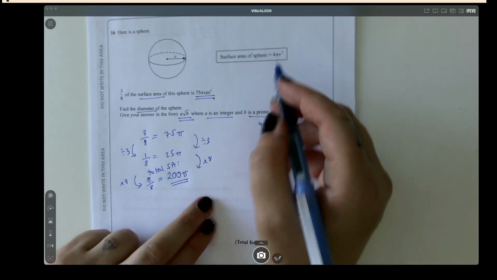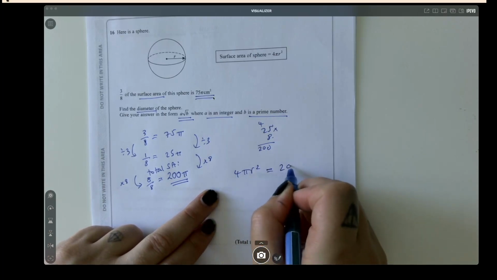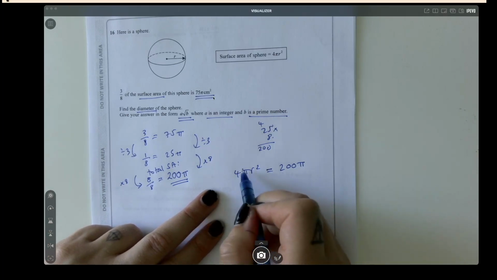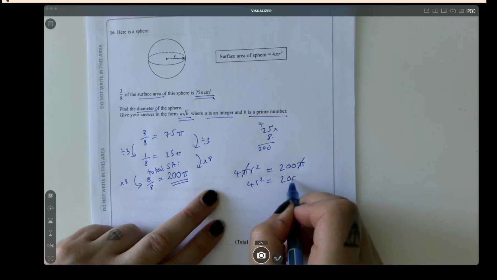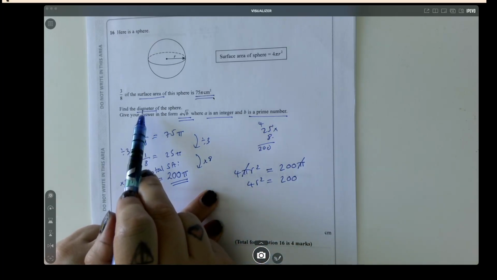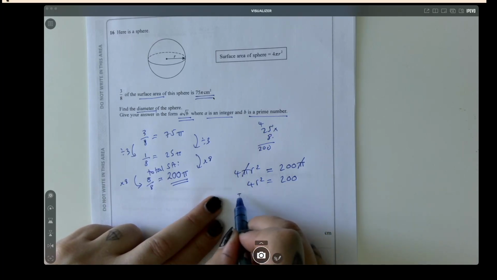To find the surface area, we do 4 pi r squared, and that would give us an answer of 200 pi. So let's divide both sides by pi, so 4r squared equals 200. We're aiming for the diameter. This is going to give us the radius. So let's get the radius first and see where we're at. So let's divide by 4.